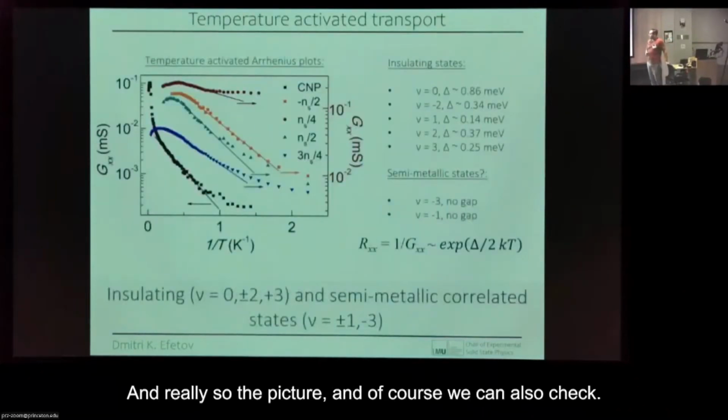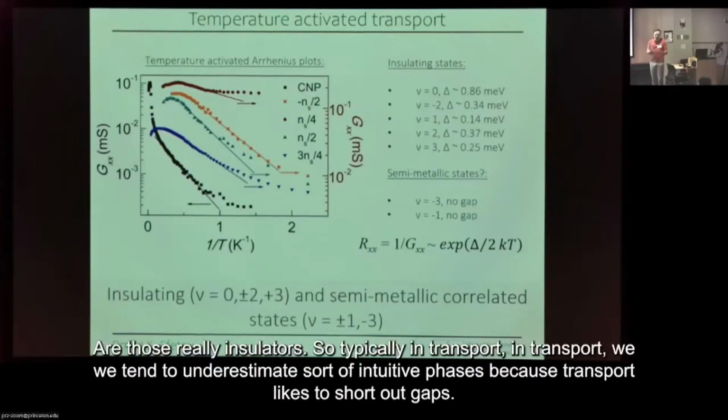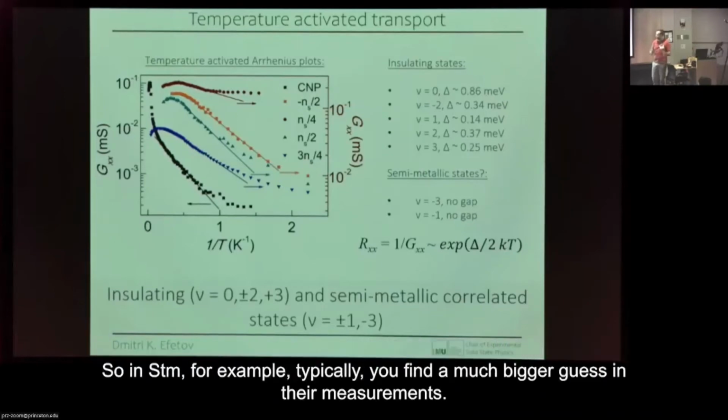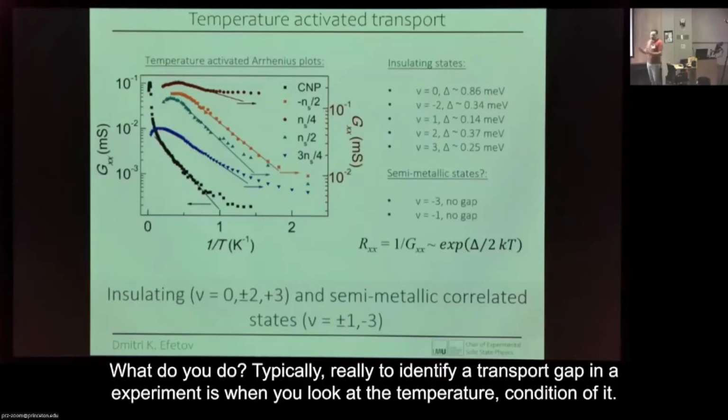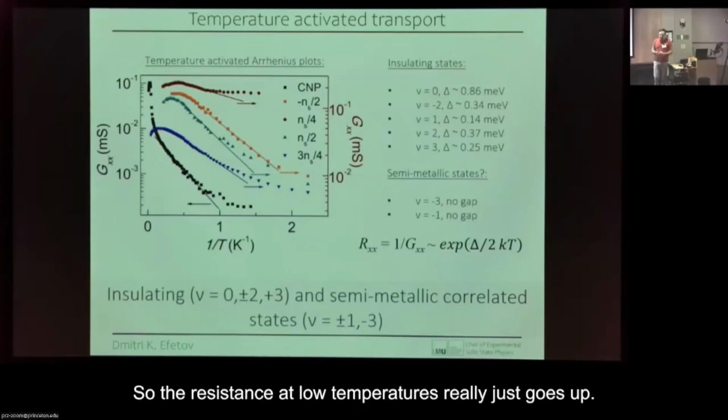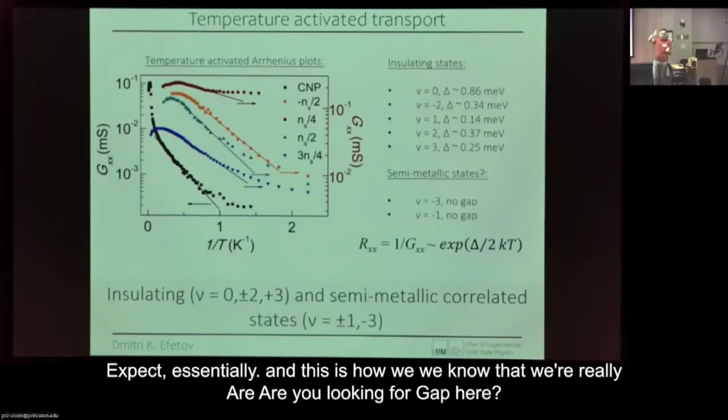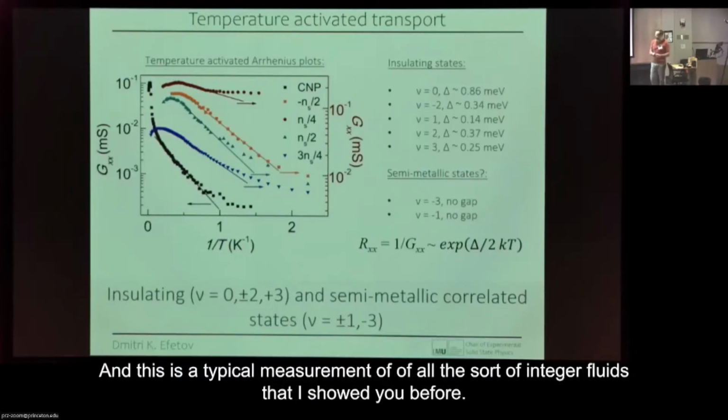And really, so the picture, and of course, we can also check, are those really insulators? So typically in transport, we tend to underestimate insulating phases, because transport likes to shorten out gaps. So in STM, for example, typically you find much bigger gaps in their measurements. But what we typically do to identify a transport gap in an experiment is look at the temperature activation of it. So the resistance at low temperatures really just goes up exponentially. And this is how we know that we really are dealing with a gap here.